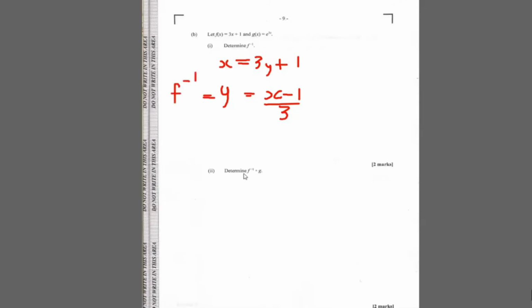That's the first part. It says determine f inverse of g. So it means put g into f inverse. So f inverse of g of x means we're going to put g of x into f inverse. And so that will work out to be put e to the 3x into f inverse. We get e to the 3x minus 1, and this is all being divided by 3. Nice and easy.